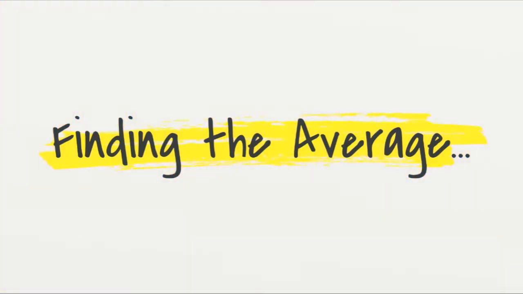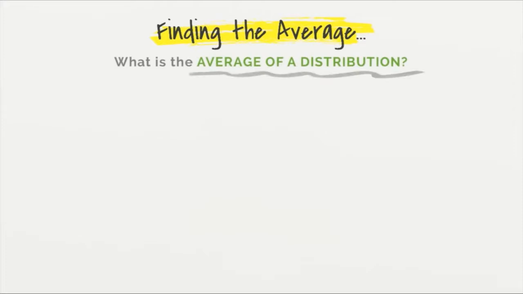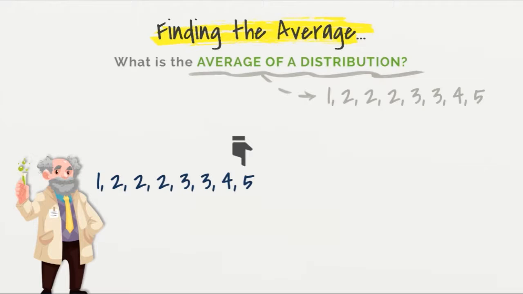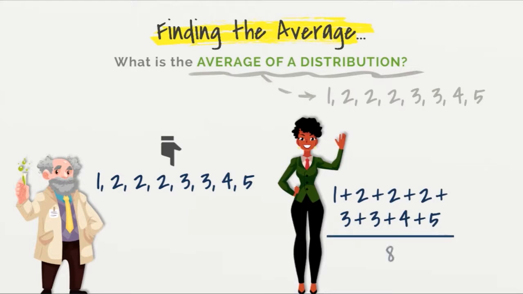Let's use finding the average as an example. What is the average of a distribution? Some will say, the central value in a set of data. Others will say, it's the sum of data divided by the number of data. They are all correct.